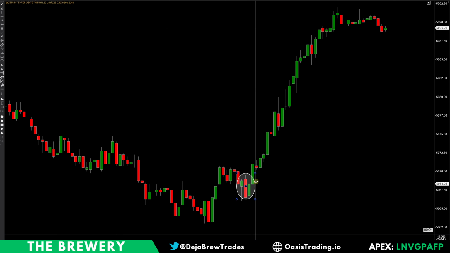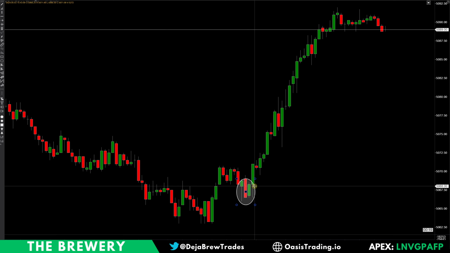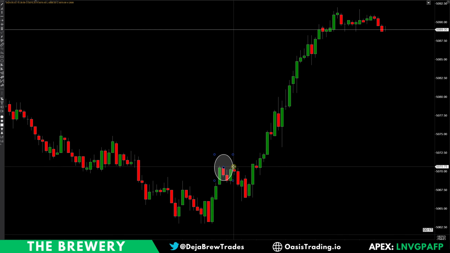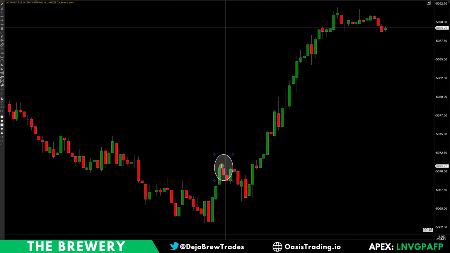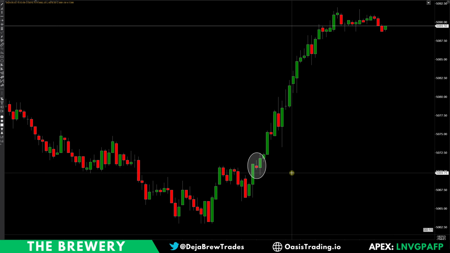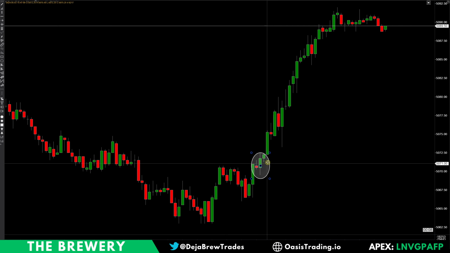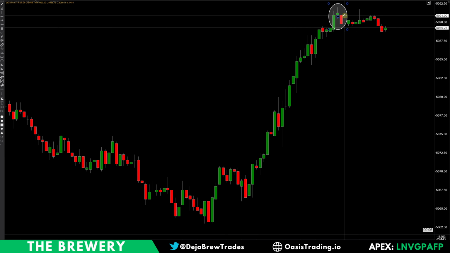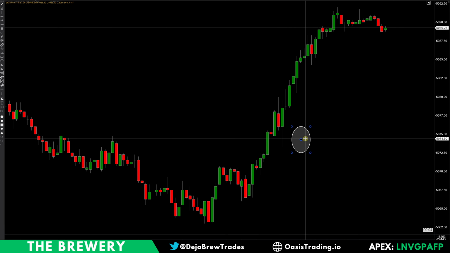So my favorite way to enter is the pullback right here. But if you're a breakout trader, you can wait for the breakout of that top right there. So you can see the top would have had the breakout right there. And then we had a very large breakout from the low here.